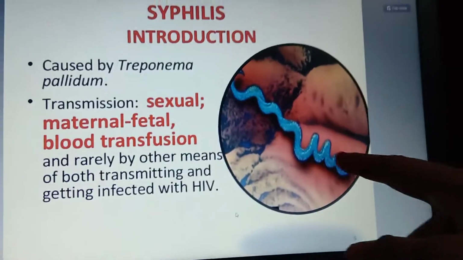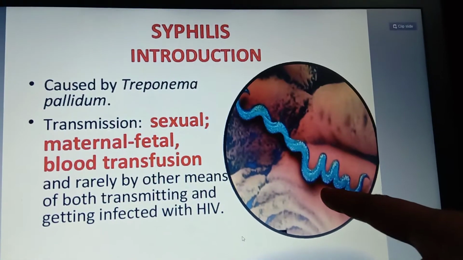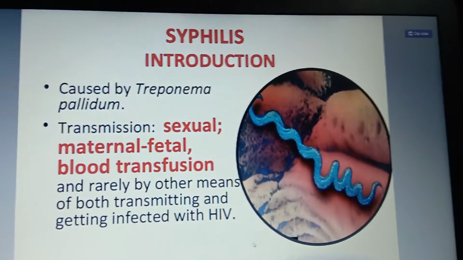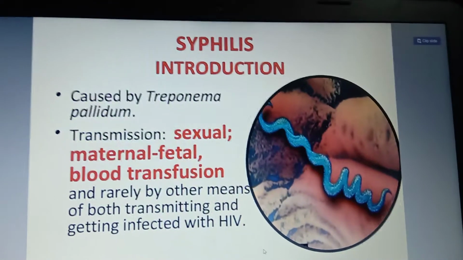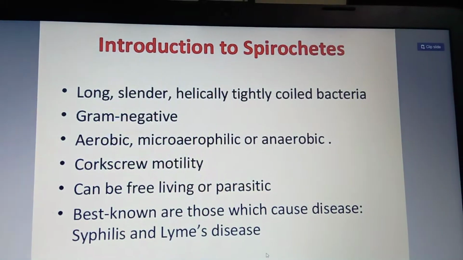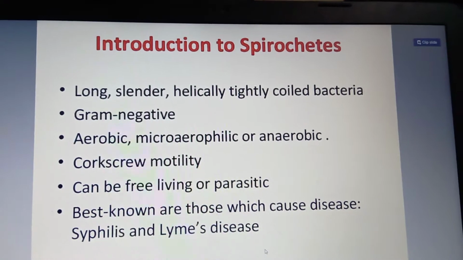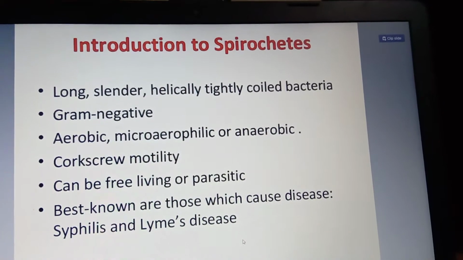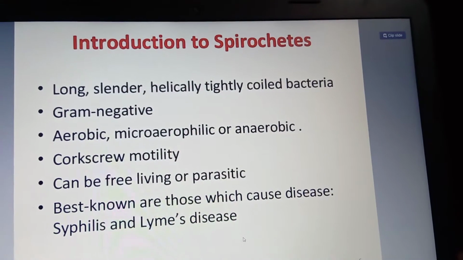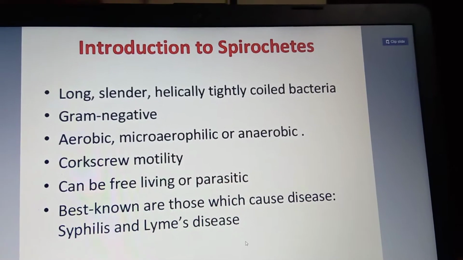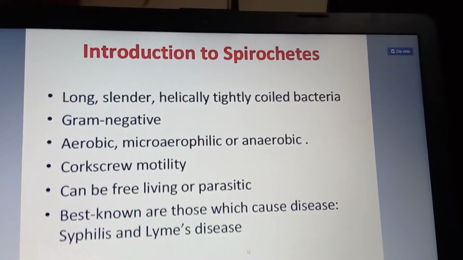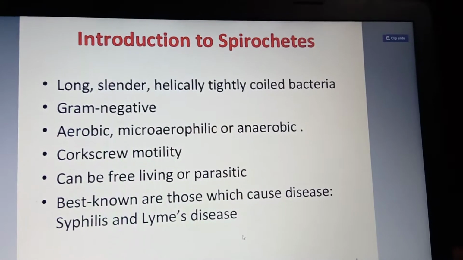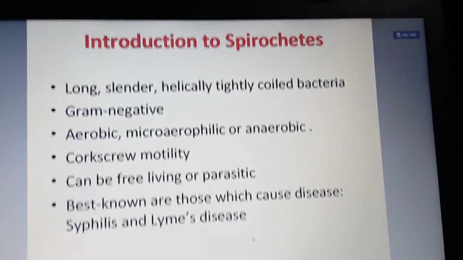So this is how the syphilis bacteria looks, and I will show you the microscopic picture also. That is just the introduction regarding syphilis and the spirochetes. Already I said that under the subtopic of spirochete is Treponema pallidum. How does Treponema pallidum look? It looks like a long, slender, helically tightly coiled bacteria. Coiled means like a spring, so it looks like that.